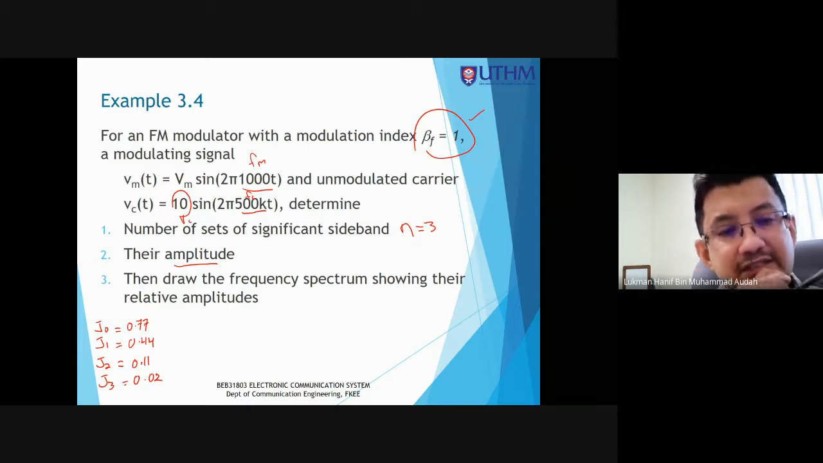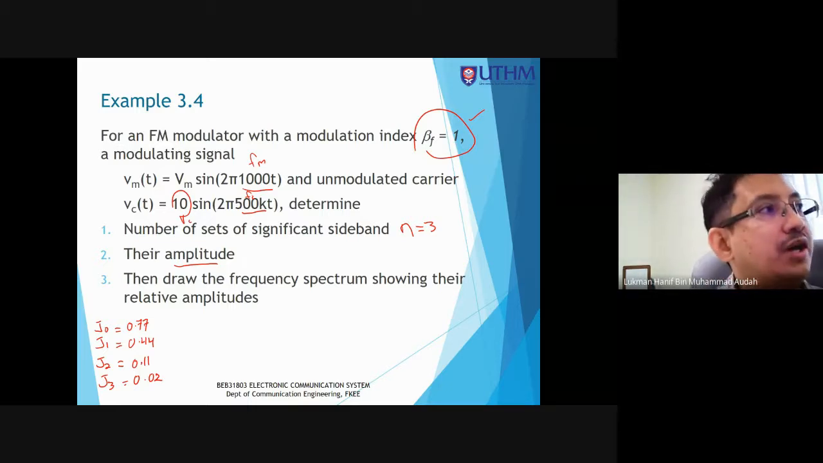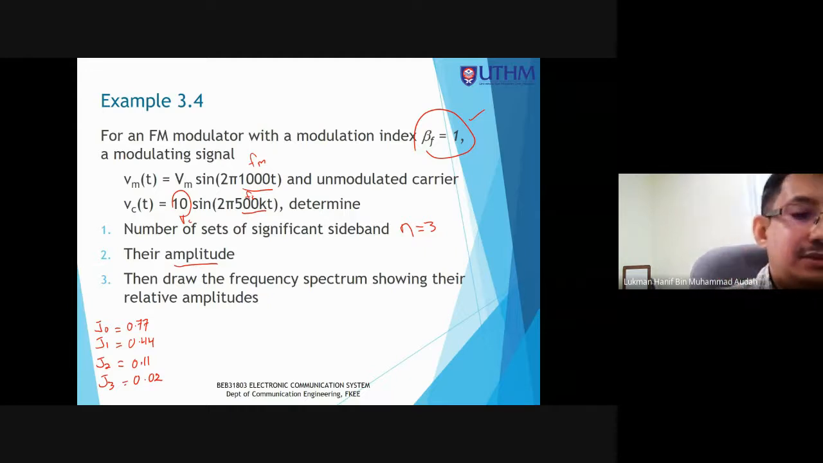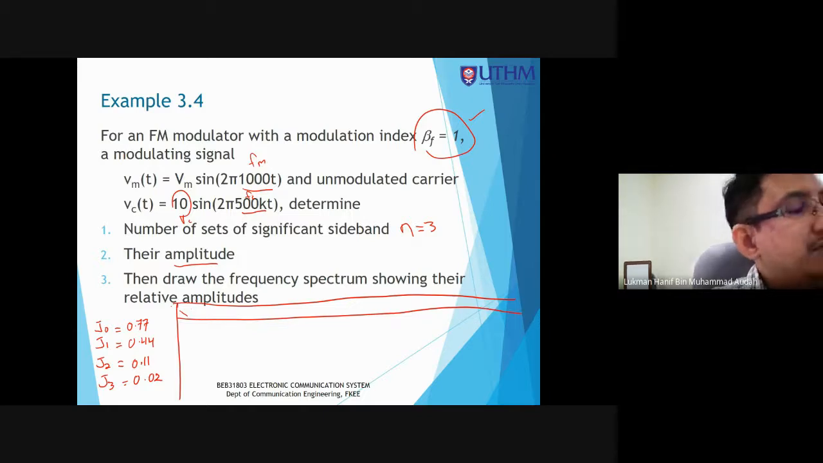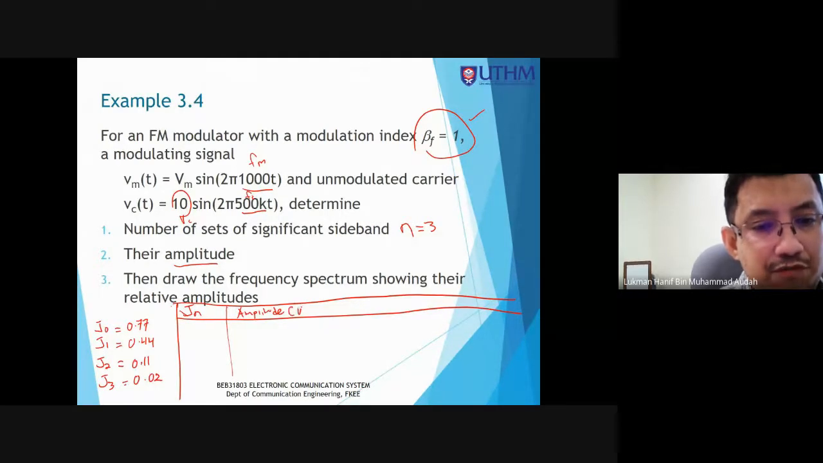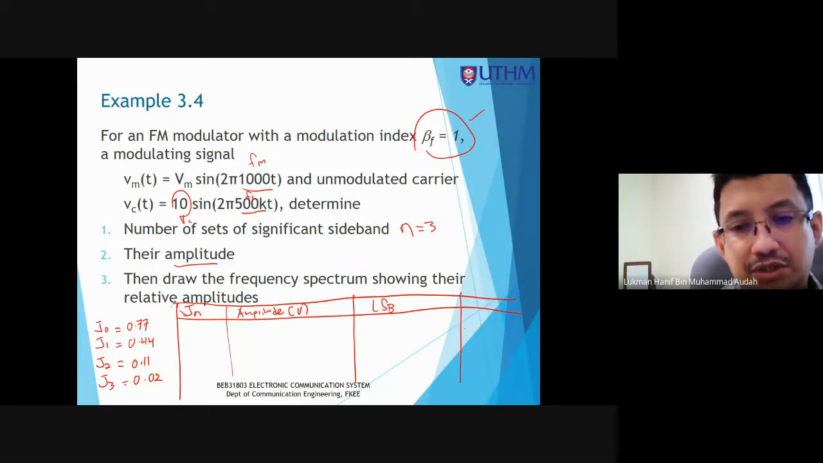In the exam, we usually encourage students to make the table easier, so let's make it like this. Here is the value of Jn, from J0 until J3. Here is the amplitude in voltage, and then we can determine the LSB, and we can also determine the USB.